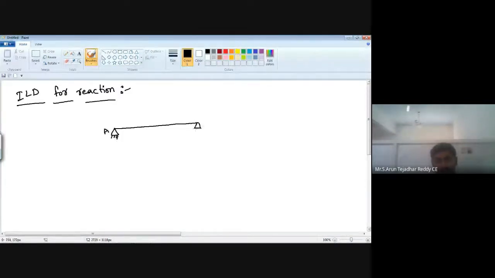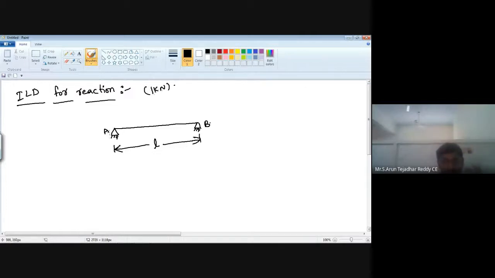A to B, and already you know that the whole span is L. Here the main concept is how to apply 1 kilonewton load. That is important. The remaining part is the same. How to calculate the reaction, you already know, by applying the equation of equilibrium. That part is the same. But this 1 kilonewton load, how to apply it?